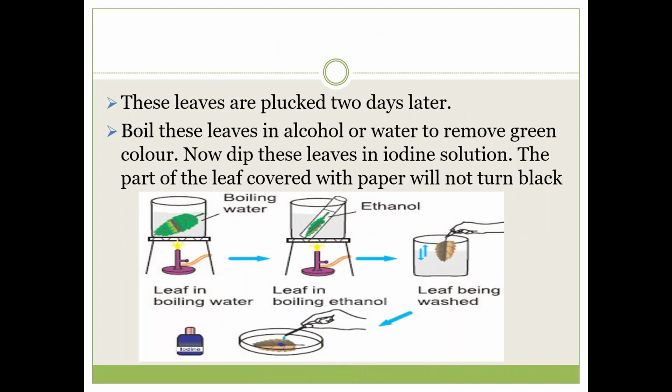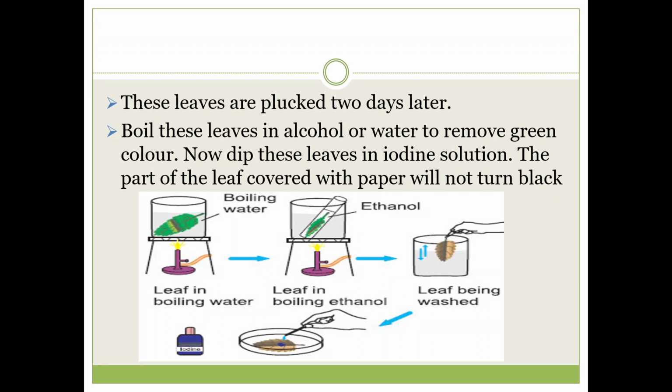Now boil these leaves in alcohol or water to remove green color. Now dip these leaves in iodine solution. We know that the food of the plant is starch, and we have already learned that when iodine solution is added to starch, it turns black or dark blue in color, right? So when we add iodine solution to the leaf that has been boiled, the part of the leaf covered with paper will not turn black.